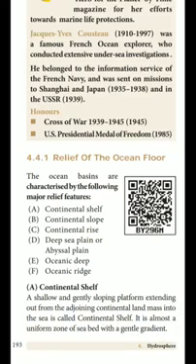Say there are 6 relief features of the ocean floor. They are continental shelf, continental slope, continental rise, deep sea plain or abyssal plain, oceanic deep, and oceanic ridge. First one, continental shelf. What do you mean by continental shelf? A shallow and gently sloping platform extending out from the adjoining continental landmass into the sea is called continental shelf.